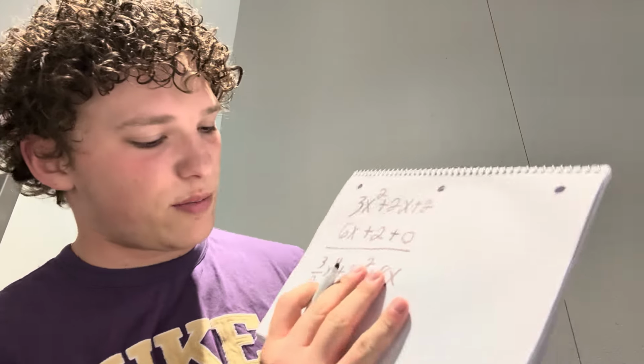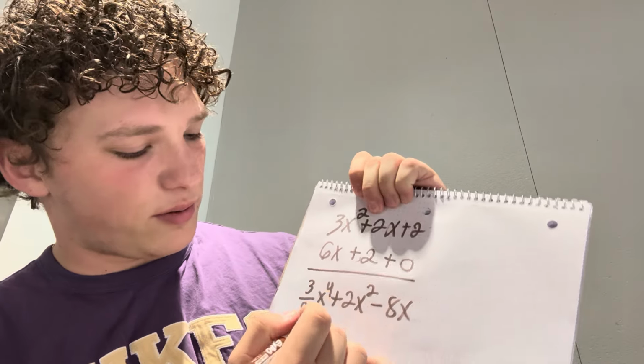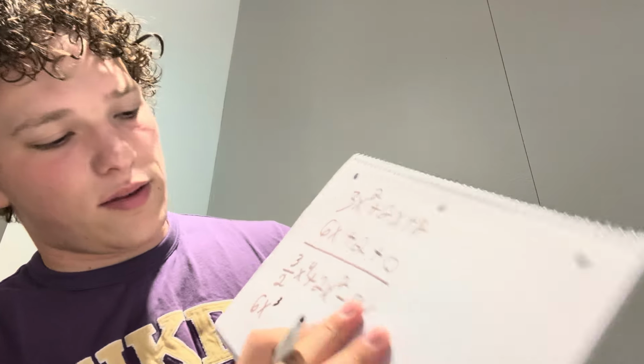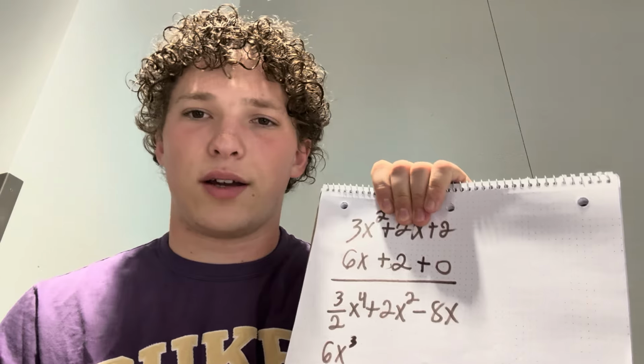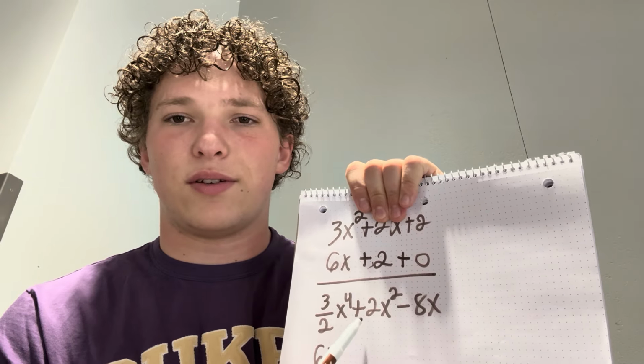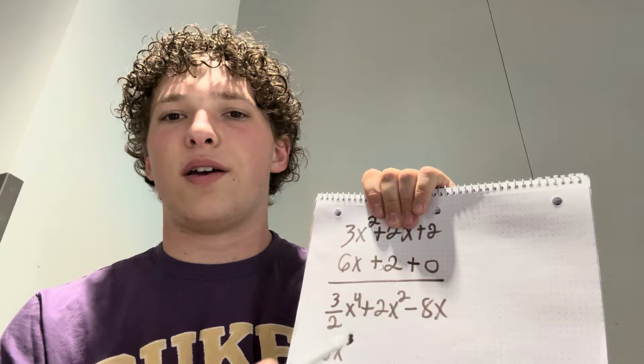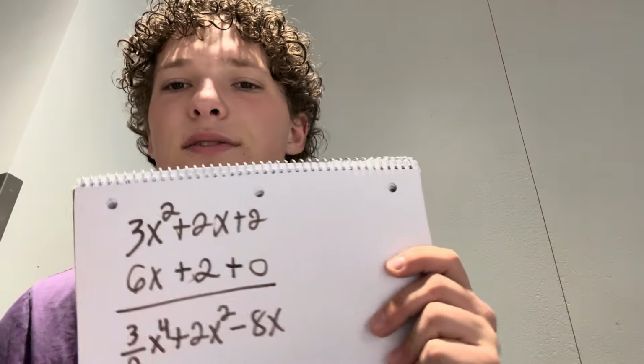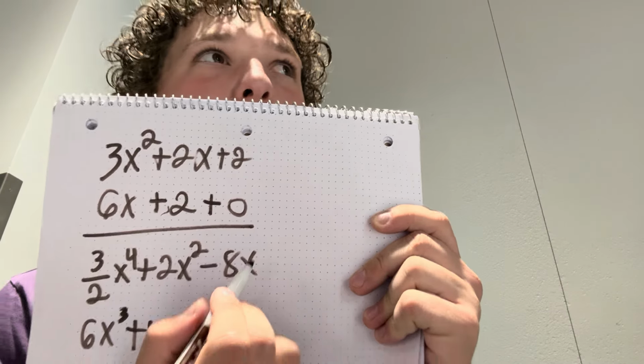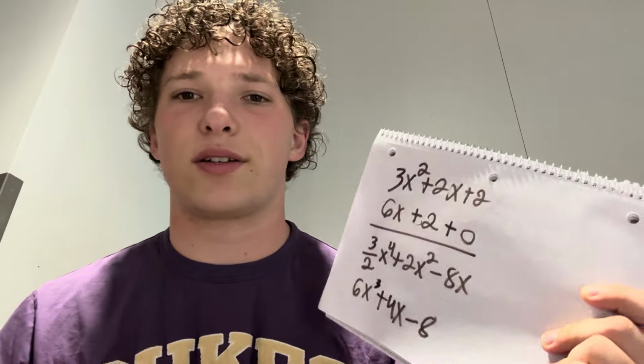So you got 6x. You still have to remember every single time to subtract 1 from the exponent. So it's going to be 6x to the 3rd. And then you're at 2x squared. Again, 2 times 2 is 4. Minus 1 is 1. So plus 4x. Minus 8, because every single time it's just a single coefficient, you can literally just take away the x.